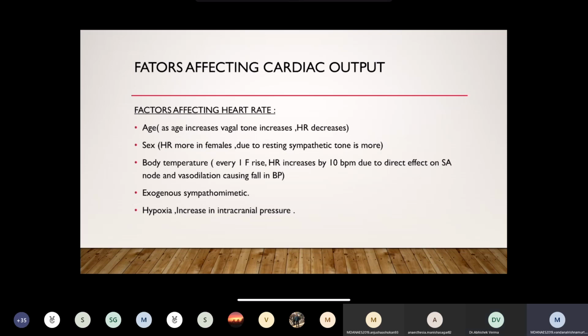The factors affecting heart rate are age. As age increases, vagal tone increases and heart rate decreases. Sex: heart rate is more in females because resting sympathetic tone is more. Body temperature: every 1 degree Fahrenheit rise, the heart rate increases by 10 beats per minute due to direct effect on the SA node and vasodilatation causing fall in BP. Exogenous sympathomimetics increase the heart rate. Hypoxia increases the heart rate by stimulation of chemoreceptors, and increase in intracranial pressure causes decrease in heart rate. That is called Cushing's reflex.